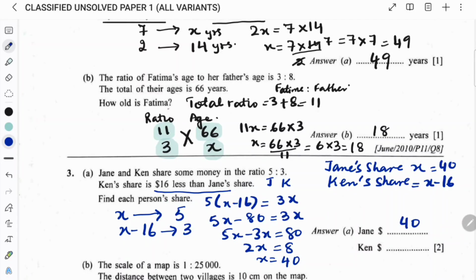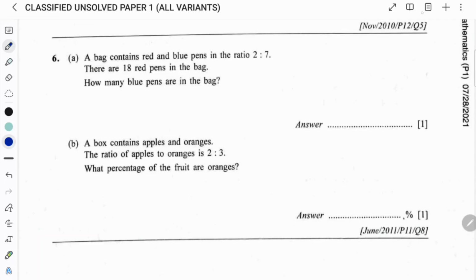So the other person, the Ken's share, will be equal to x minus 16. So it is equal to 40 minus 16, which is equal to 24. Okay. Alright, the next question, a bag contains red and blue pens in the ratio. So this is red and this is blue. There are 18 red pens in the bag. So 18 are red pens. How many blue pens? So that is x.